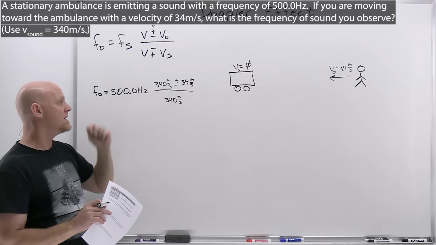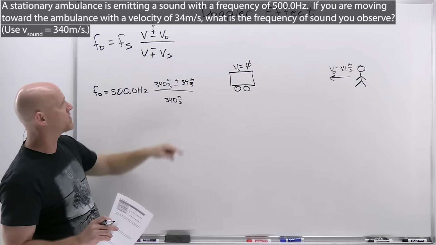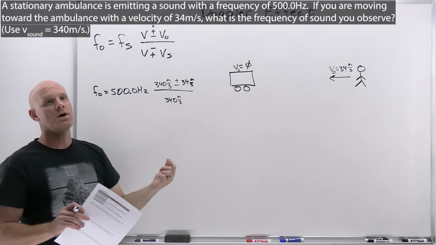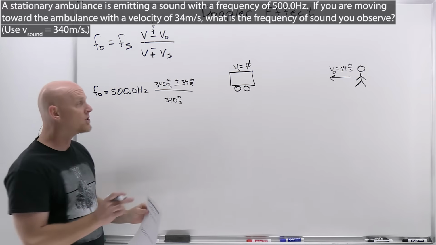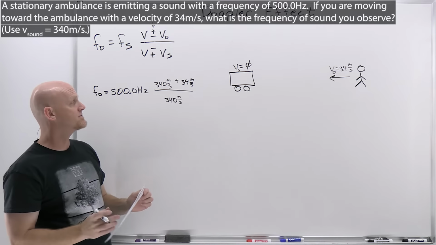It needs to be higher, which means this ratio needs to go up. And what's going to make this ratio go up? Adding 34 or subtracting 34 in the numerator? Well, if I want that ratio to go up, I want the numerator to get larger, and I need to add it. That's where we're going to add that 34.